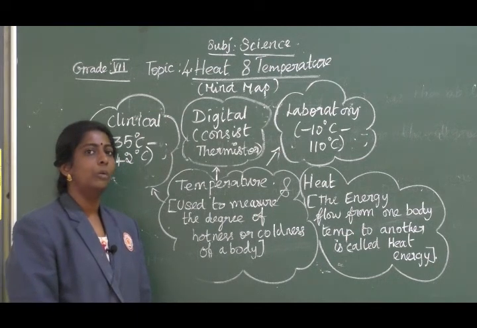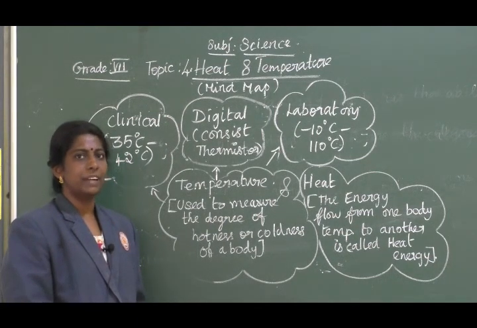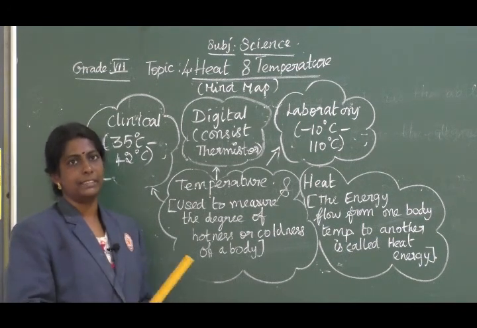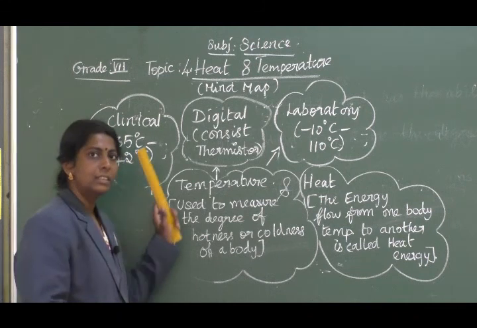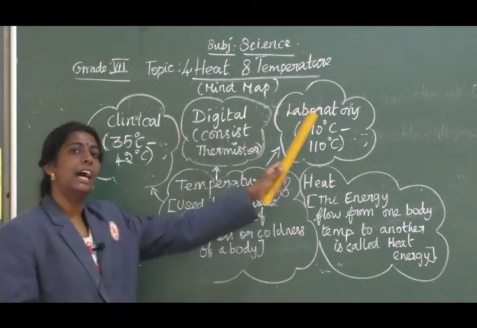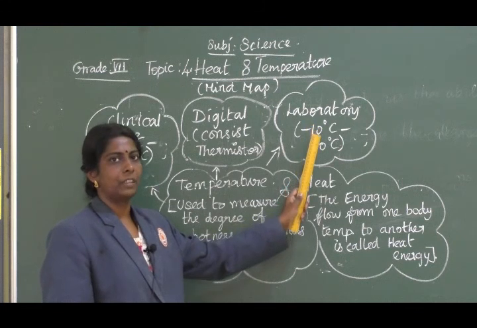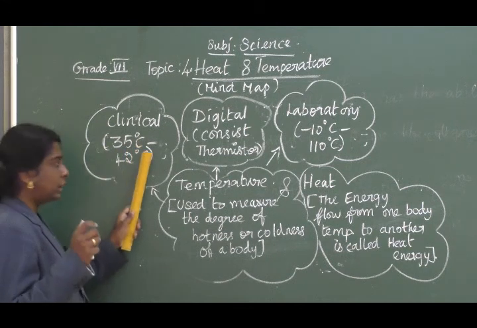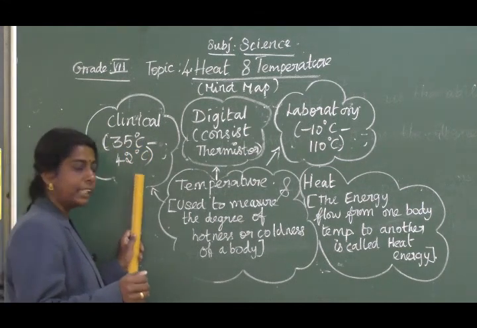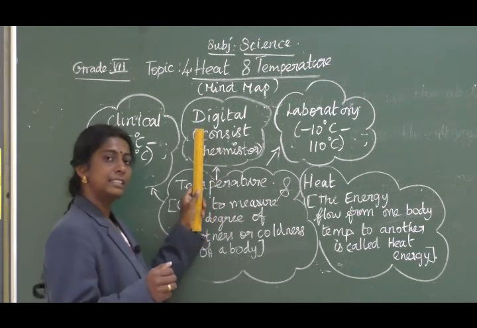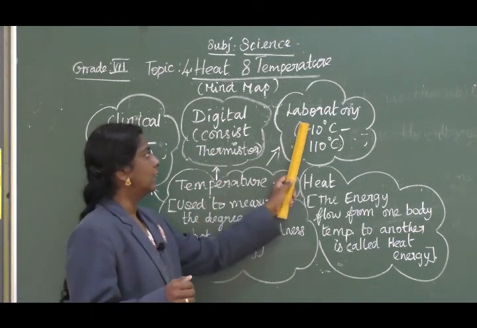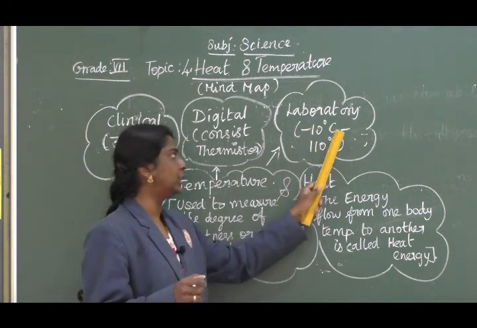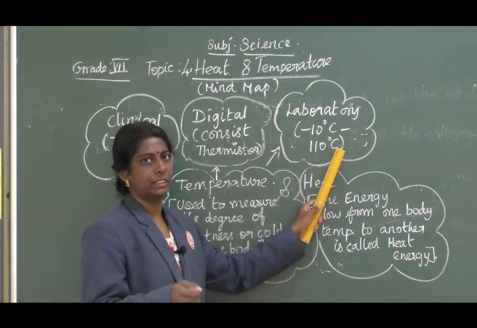To measure the temperature, we are using a device, the thermometer. There are 3 different types of thermometers. One is the clinical thermometer, second is the digital thermometer, and the third one is the laboratory thermometer. The clinical thermometer ranges from 35 degrees Celsius to 42 degrees Celsius. Then there is the digital thermometer. And the laboratory thermometer includes a range of -10 degrees Celsius to 110 degrees Celsius.